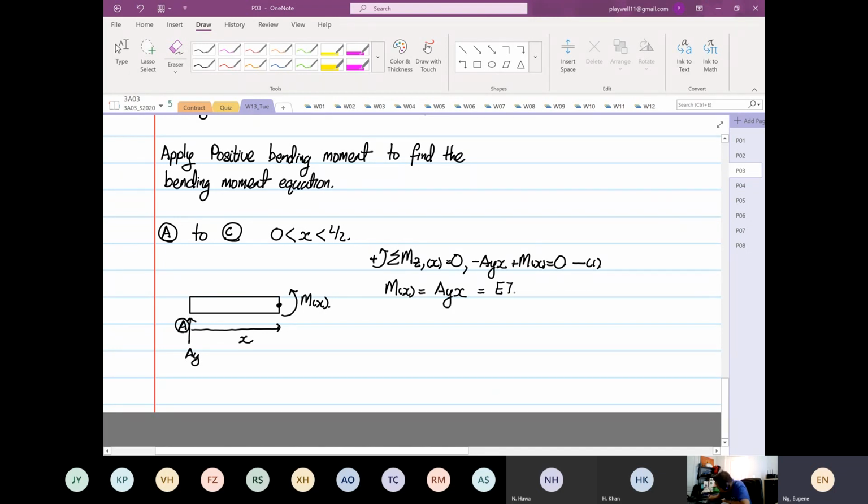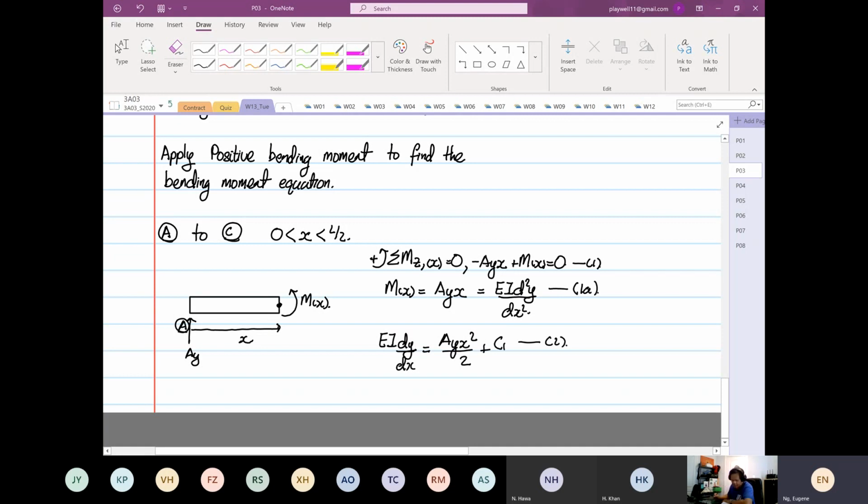We know that that's equal to, and we're going to apply the elastic curve theory, EI d squared y over dx squared. So this is my equation 1A. Then we're going to integrate. So you have EI dy/dx equal to AY x squared over 2 plus C1. So this is your equation number 2.